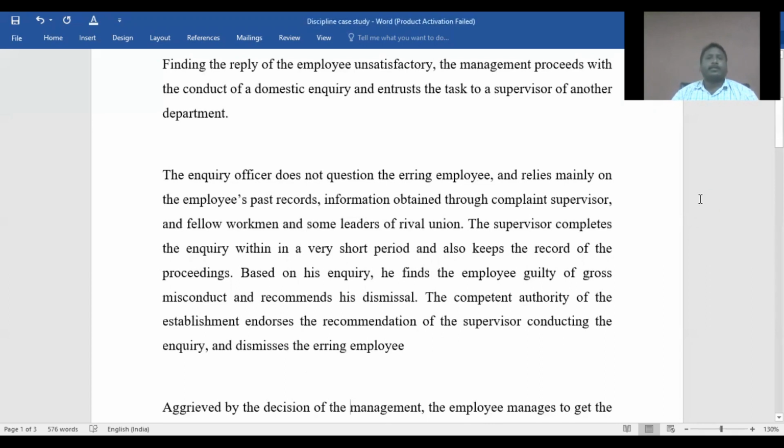The inquiry officer does not question the erring employee. The moment this inquiry officer took charge, he did not ask any questions of the employee. Instead, he relied more on the employee's past records in terms of performance and behavior, and he obtained information through fellow employees and the workers who are in the rival unions, and some leaders in the rival unions. So he did not encounter the employee to get the information.